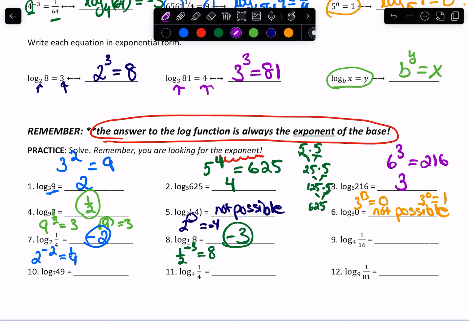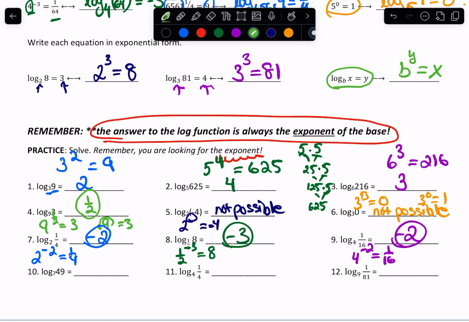Now, for number 9, 4 to what power equals 1/16? Again, it's going to have to be a negative because it's 1 over something. And then 4 to the power of 2 equals 16. So it's -2.